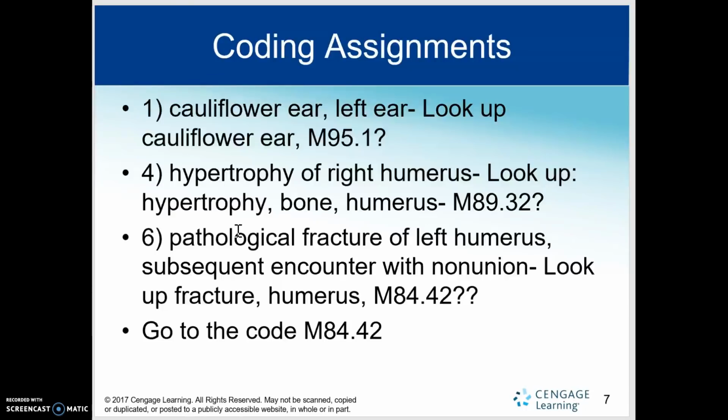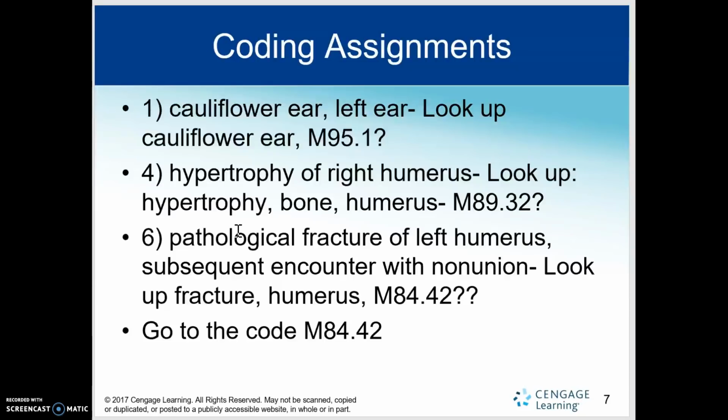M84.42 with a black check mark. So we have to go back to M84.42. M84.42 says we need a 6th digit. That's going to come from right below it. So M84.4, do we have left or right? This one said we had our left humerus fractured. So M84.422, and we need a 7th digit on this one.